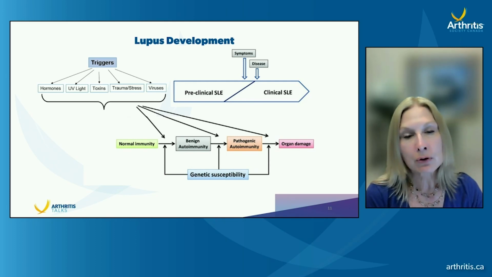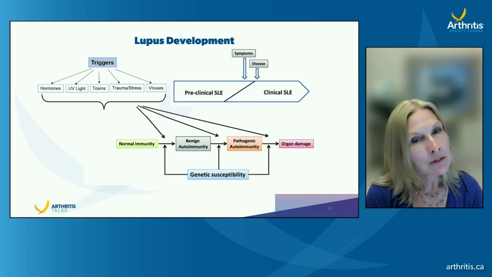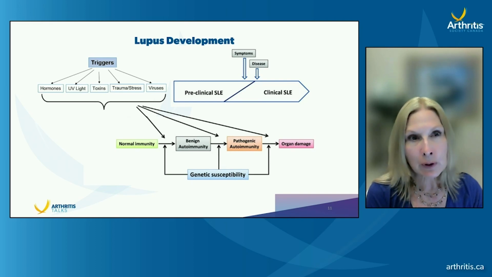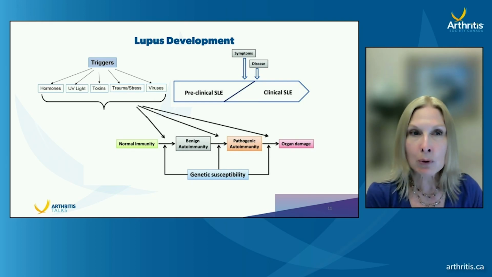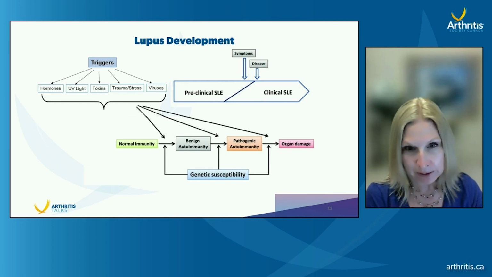Over time, though, with additional triggers, disease does develop, and you have pathogenic autoimmunity, which can eventually result in organ damage. And this process is one of the reasons why almost everyone who has lupus will report symptoms dating back months or even years prior to actually developing clinical disease.